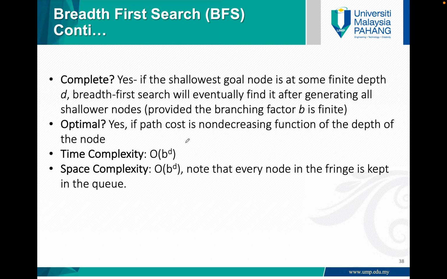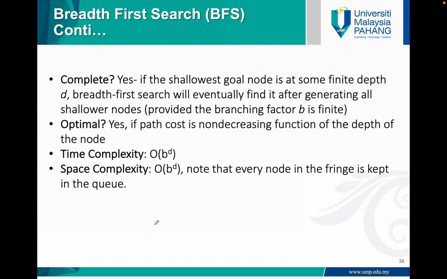So the BFS algorithm will be considered as complete if the shallowest goal node is at some finite depth d. The breadth first search will eventually find it after generating the shallower nodes. That means it will try to find the shallowest node, the closest path, like our previous example that we went through last week, right? So we're trying to find the shortest distance from Arad to Bucharest, right?